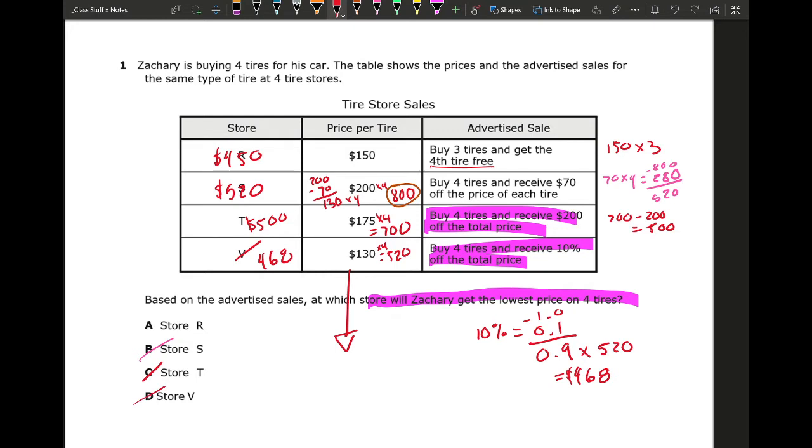So my answer has to be store R. You cannot stop just because the second one got bigger. You don't know what the last one is going to be. So I went ahead and compared everything.